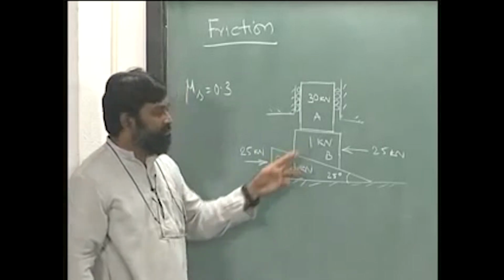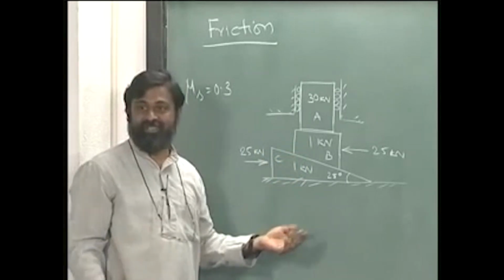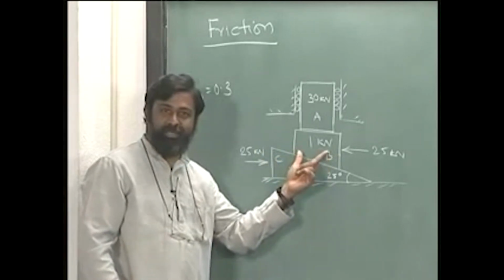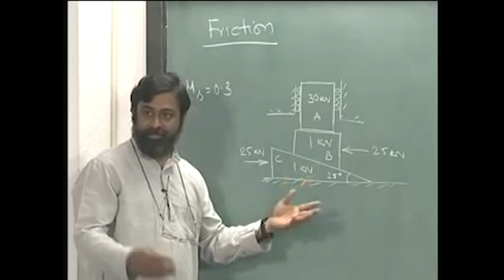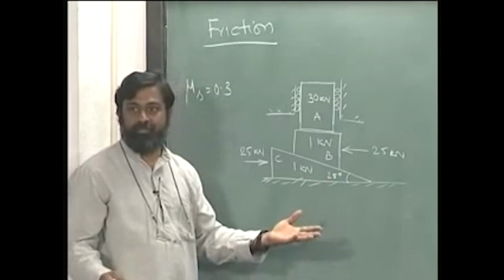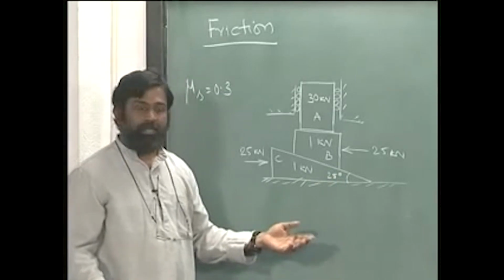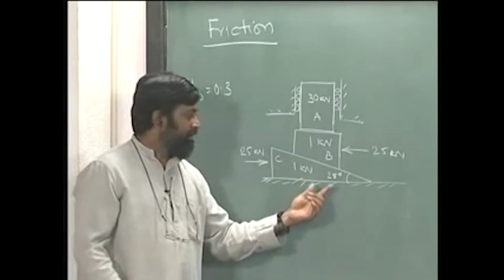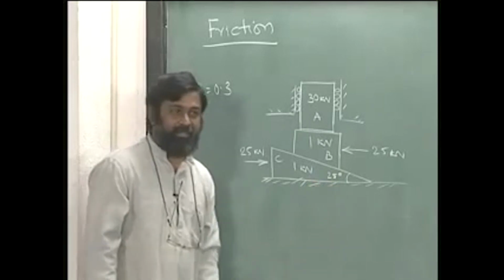These are small blocks, let us say wooden blocks, so they are not heavy, 1 kilonewton I suppose, and the angle is given as 25 degrees. It can be 30, 40 also. I am just taking from a textbook here.